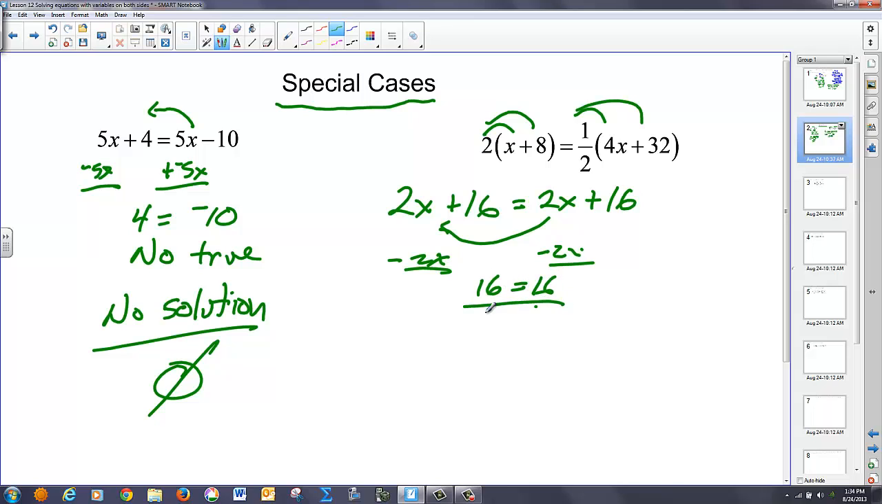If you ever end up with a true statement, no more variables, then we say our solution is all real numbers, which means I can pick any number, plug it into the x on both sides, and the two sides of the equation will be equal. So those are two special cases that you might have.